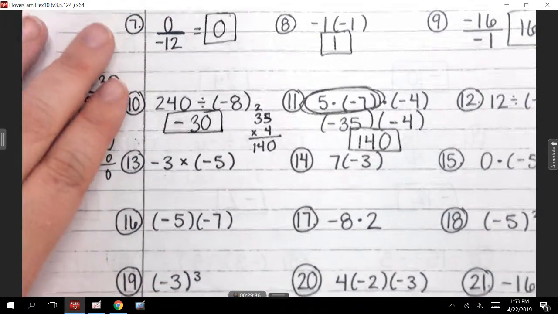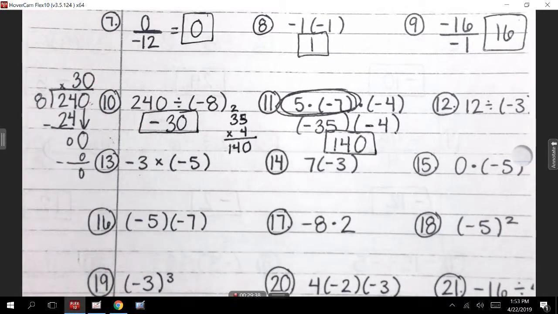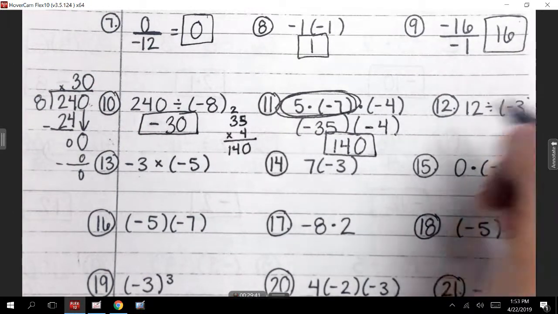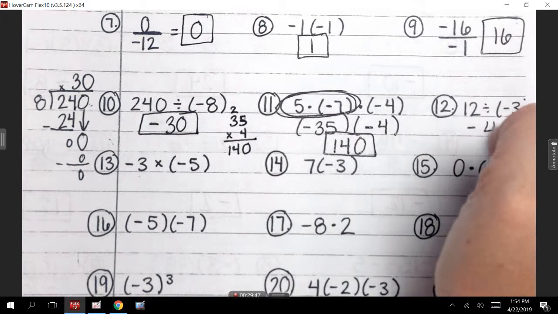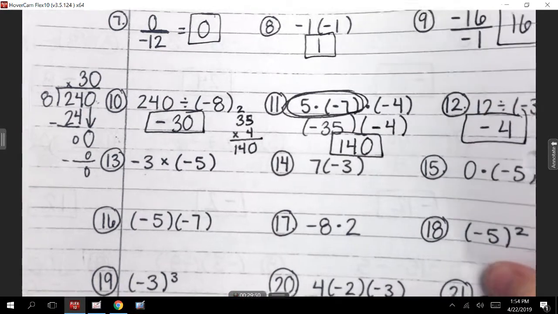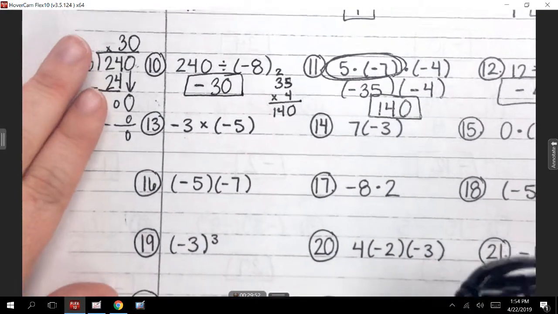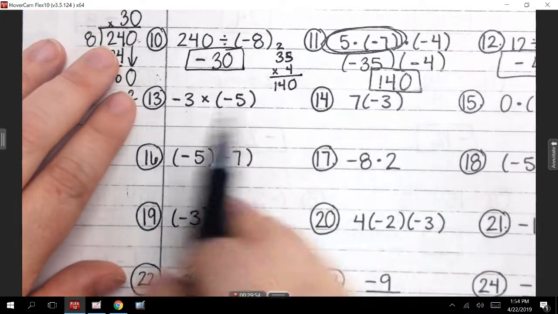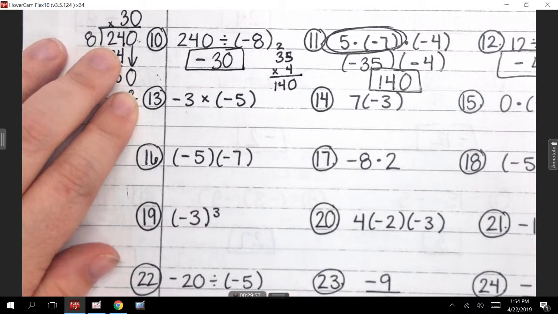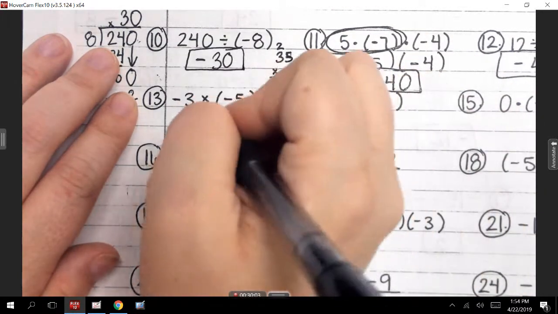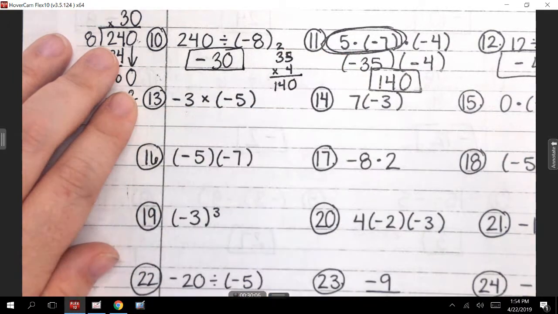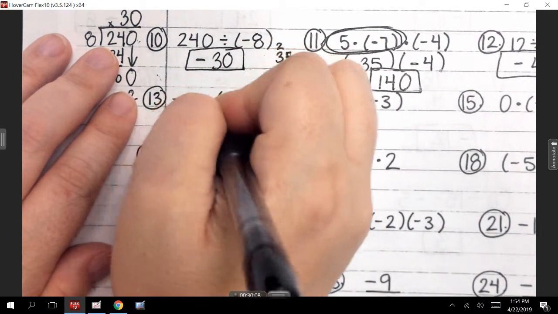All right, number 12, Alicia. Am I going to get a positive or a negative here? Negative. They're different signs. Awesome. And what is 12 divided by 3? 4. Perfect. So I get negative 4. Excellent job. All right, Valentina, am I going to get a positive or a negative? On number 13, positive or negative? Positive, because they're the same sign. And what is 3 times 5? 15. Excellent job.